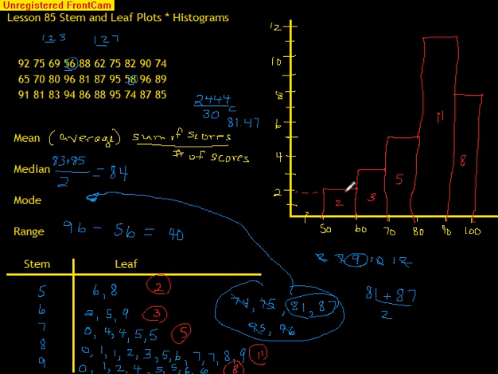So a histogram is just a good way to look at data. It gives you a picture of data. So that's about it for lesson 85. I don't think you're going to have any trouble with it, but give it a try and let me know how you do on it.